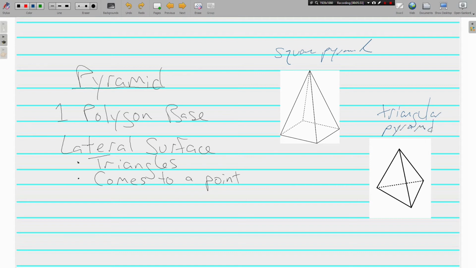Well, aren't they all triangular? No, this one up here is a square pyramid because the base is a square. But you can see down this one, actually all the faces are triangles, which makes it a triangular pyramid.